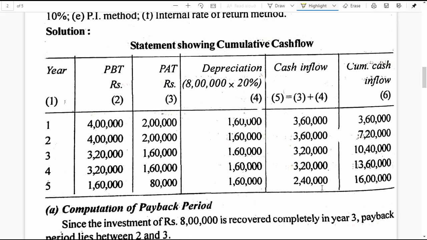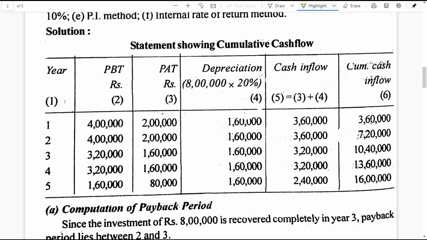Since the cash inflows are not uniform for these 5 years, we will calculate cumulative cash inflow, with the help of which we can find out the payback period. If the cash inflows are uniform, we can apply the formula of original investment divided by annual average cash inflow, which will straight away give us the payback period. Since the cash inflows are not uniform, we go for the cumulative cash inflow method for calculating payback period. That's a simple understanding. Now first year 3,60,000.